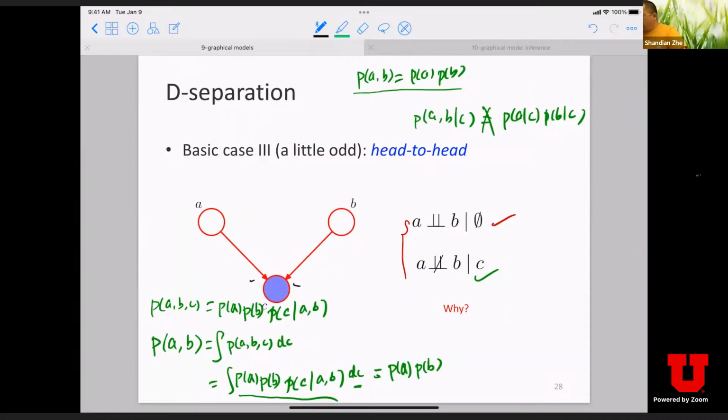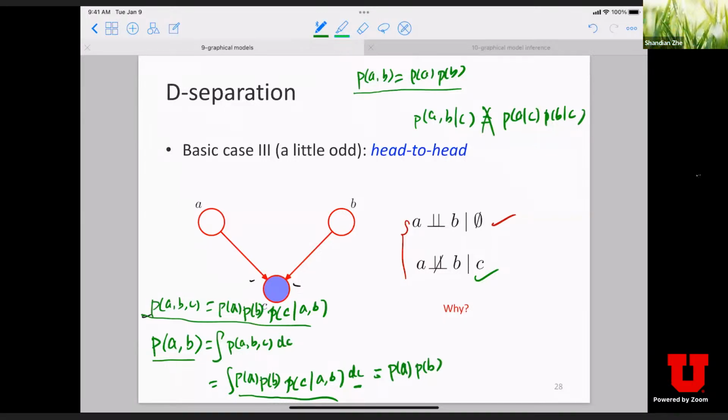So the first part is very easy to show. If you just write down the joint probability and marginalize out C, you see that the joint probability of A and B is the product of P of A and P of B. Obviously, A and B are independent. And if you want to look at why the conditional independence does not hold, I ask everyone to do a practice. It's possible this will show up as a homework question. But here I just give you a hint.